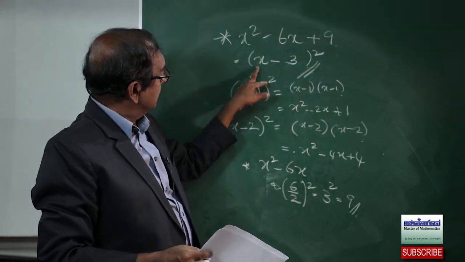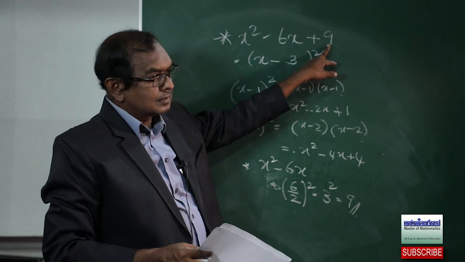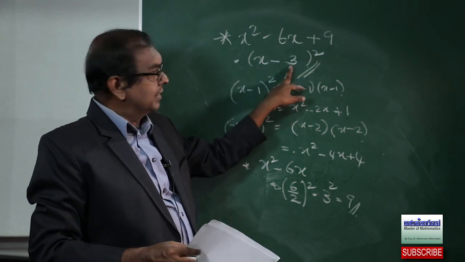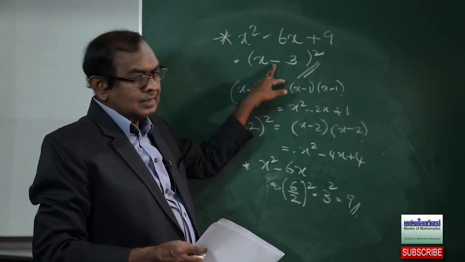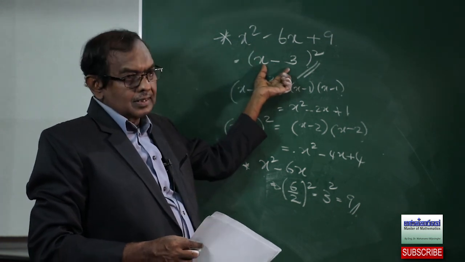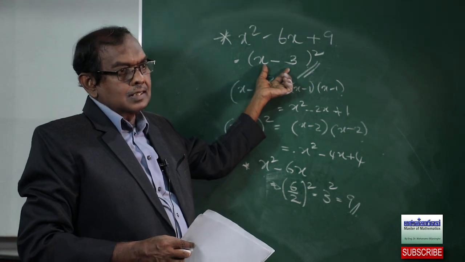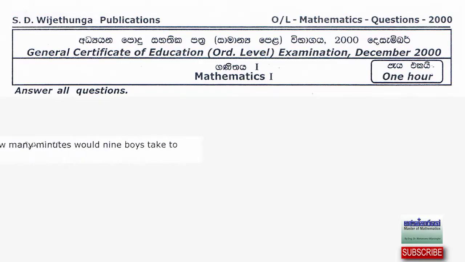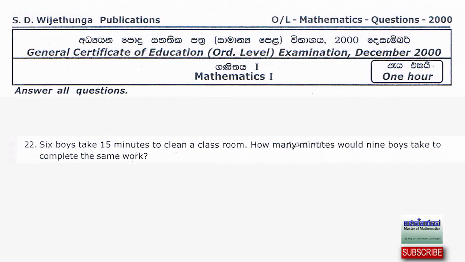X squared, we can get x here. 9, 3 into 3, we can put 3 here, the middle sign we can use here. This is equal to (x minus 3) squared. This is the answer for that question.